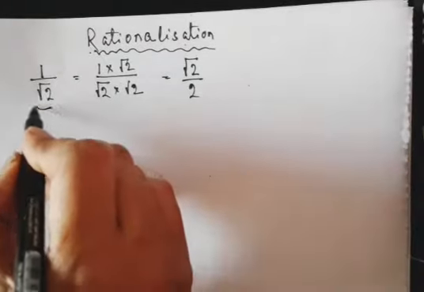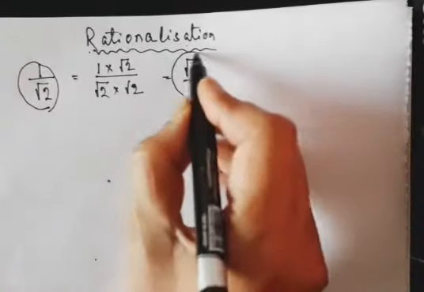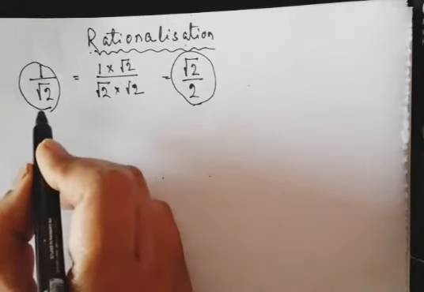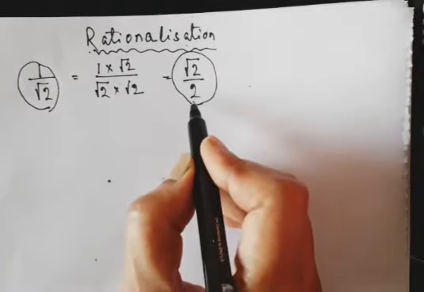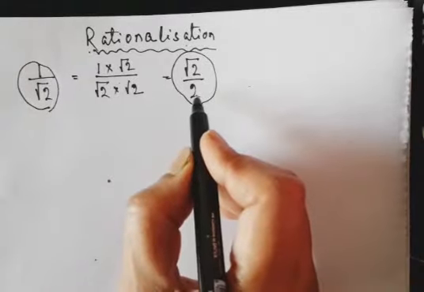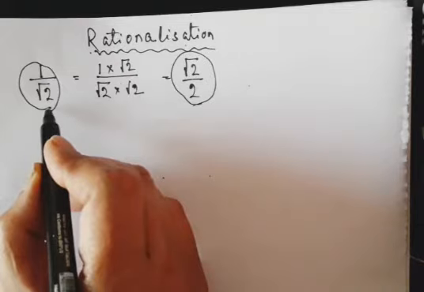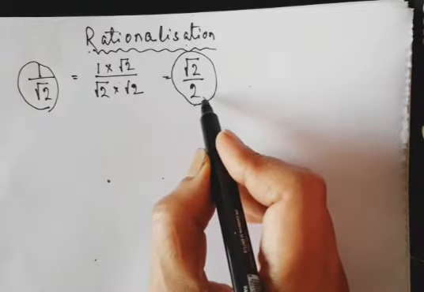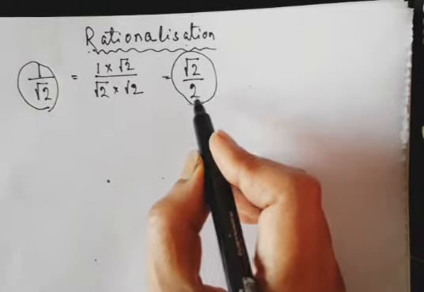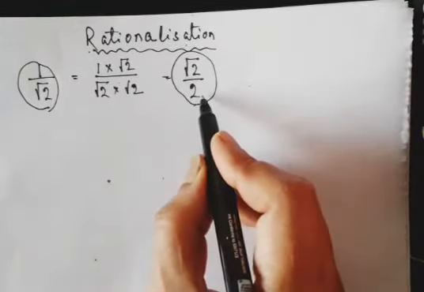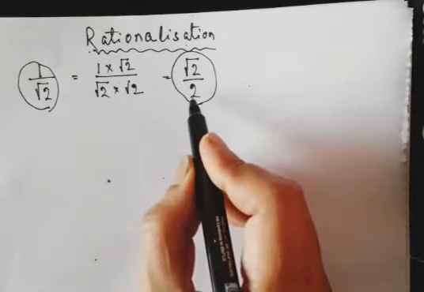Now you see these two, they are equivalent to each other. We can replace this term by this. Both are equivalent in number. The only difference is that here this is an irrational number, and this is a rational number. So here we have converted this one to this term by the process of rationalization.